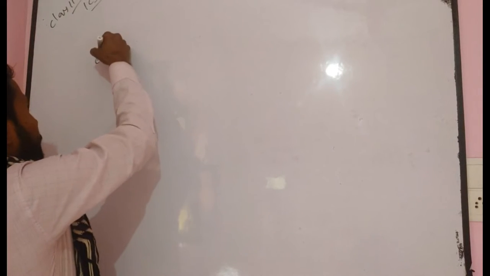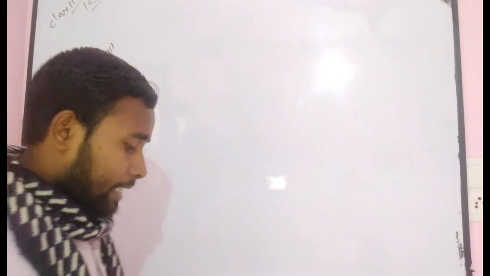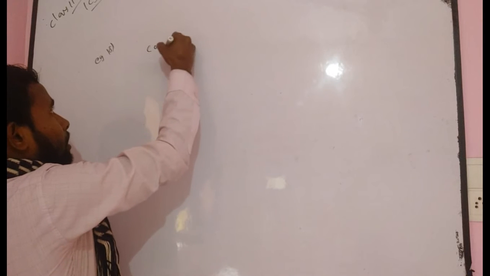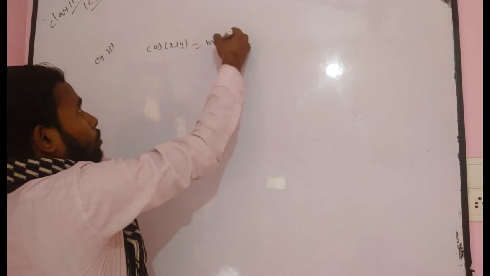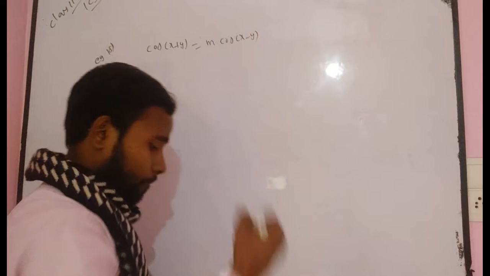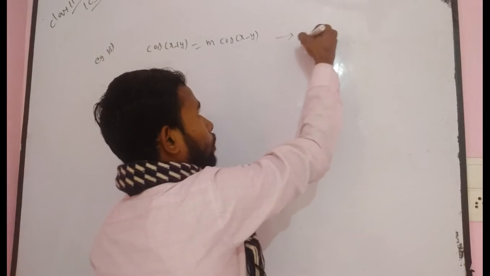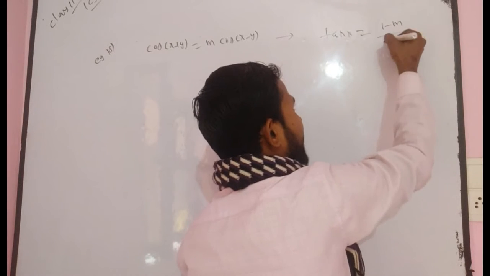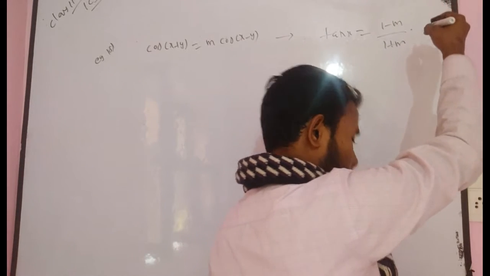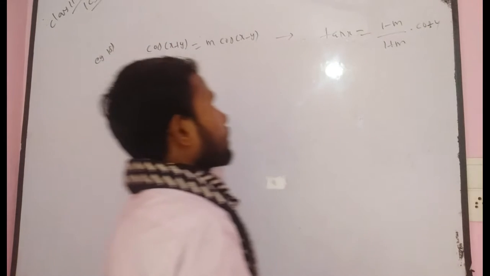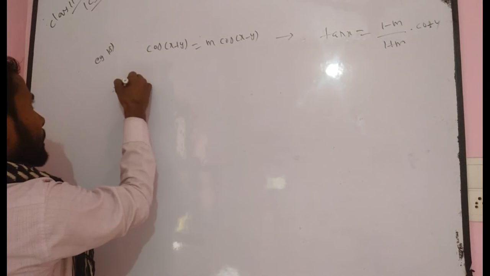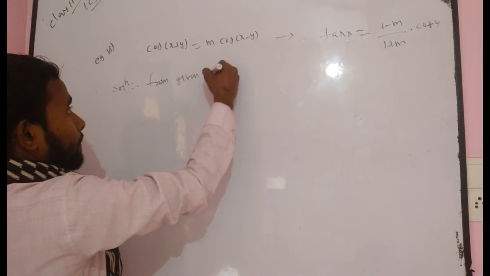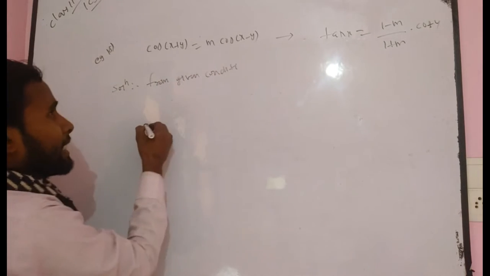Example 18. In this problem, it says that if cos(x plus y) is equal to m times cos(x minus y), then you have to prove that tan x is equal to (1 minus m) by (1 plus m) into cot y. You have to prove it. How can you solve it? Simply you have to proceed from the given condition.